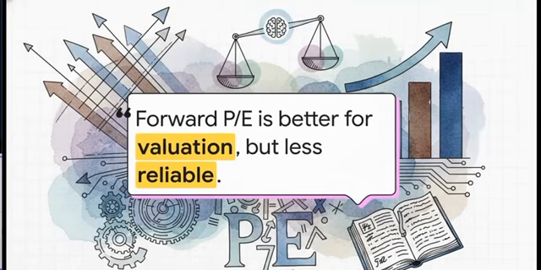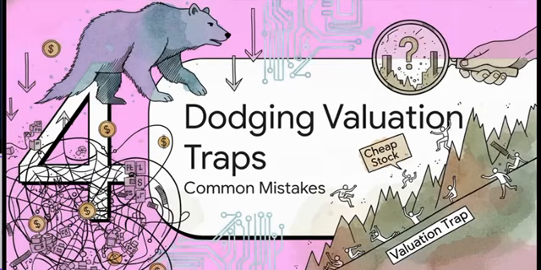We heavily weight our forward estimates to project value, but we constantly cross-reference that trailing data to keep our models firmly grounded in reality. You've got to synthesize both to make a truly bulletproof judgment. All right, Section 4, Dodging Common Valuation Traps.